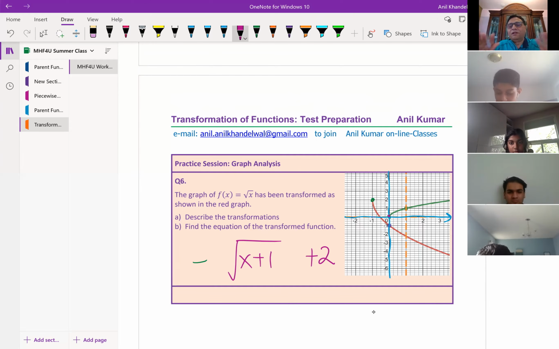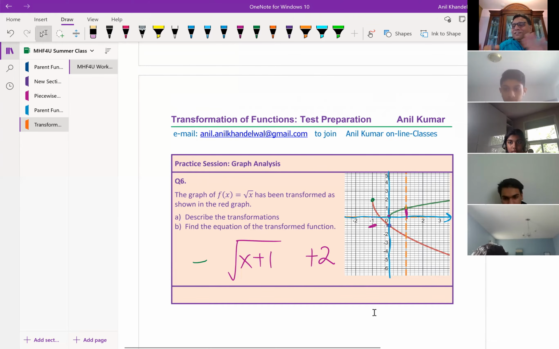Yeah. Now we have to find the stretch factor, correct? Now, stretch factor, my way of doing it is like this. This is 1 unit, correct? In the original graph? Yeah. How much is this in this graph? From 2 to minus 1, it is 3 units, correct? So I get 3.